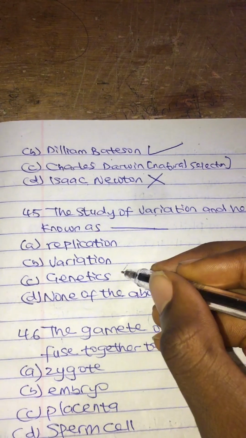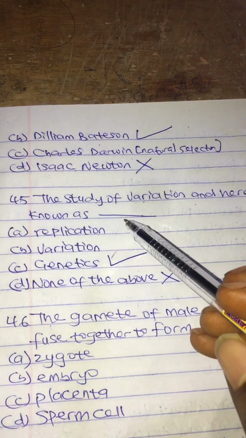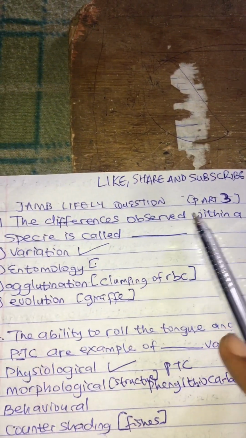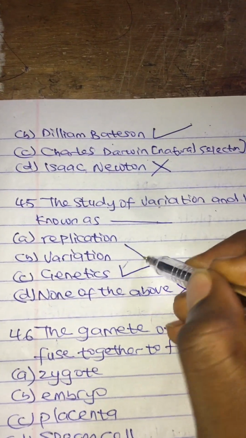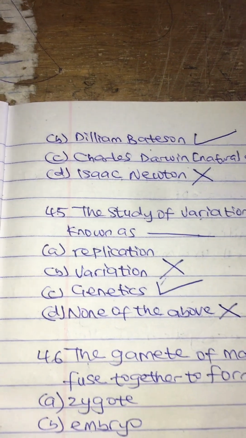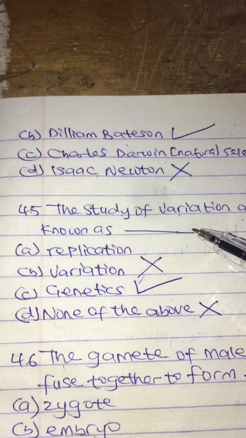Genetics is the study of variation and heredity. Why variation? We already said in number 41 that variation is the differences observed within a species. I know some people are asking what's replication. Replication is the process in which DNA makes an exact copy of itself.